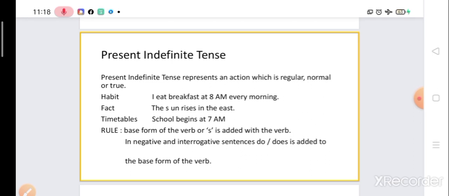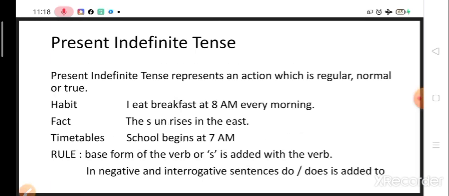Now that we know how important verbs are, let us begin with the first tense, that is the present indefinite tense. This present indefinite tense represents an action which is regular or normal, which is true. It can also be used to represent a habit, that is, I eat breakfast at 8 a.m. every morning. This shows my habit, that I have a routine of having breakfast at 8 a.m.